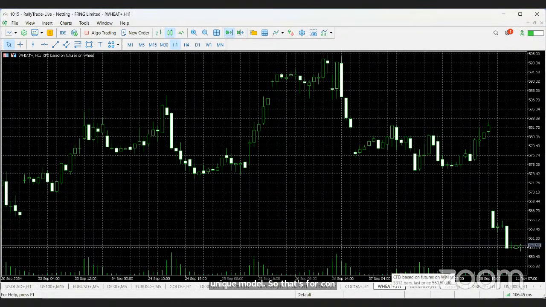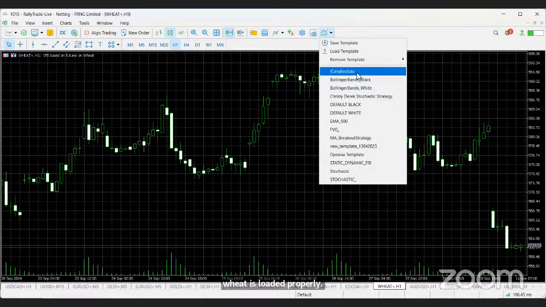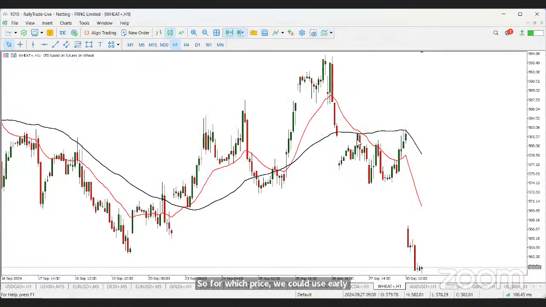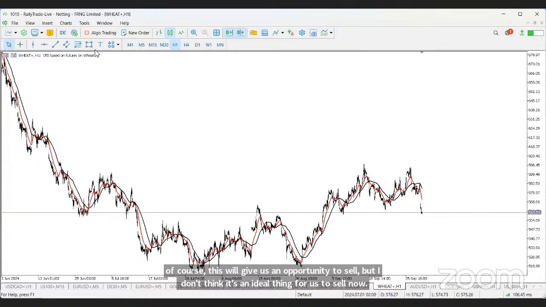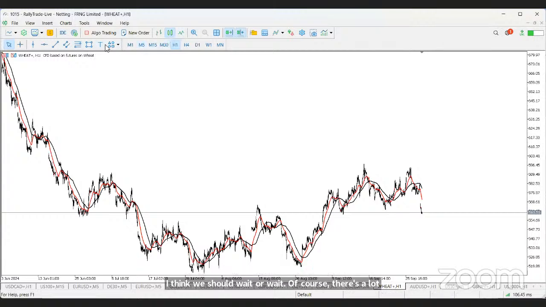Okay, cocoa is still loading. I've not seen it. Wheat is loaded properly. Let's look at wheat. So for wheat price, we could use any of the indicators we have. And of course, this one gives us an opportunity to sell, but I don't think it's an ideal thing for us to sell now. I think we should wait for wheat. Of course, it's around support. That's why I said it's not good to just quickly jump in. Wheat is around support now. So we could look to buy.